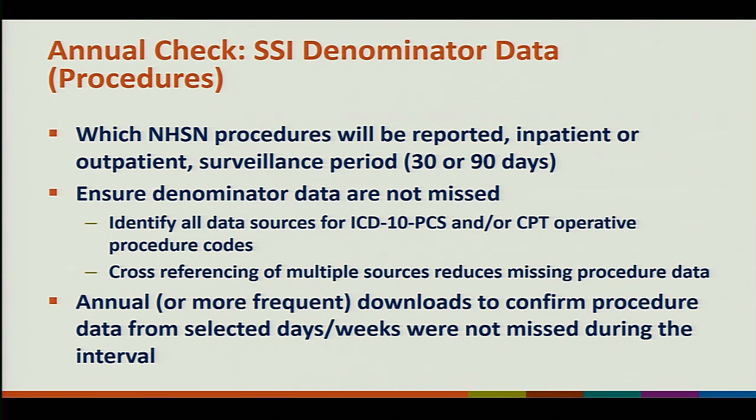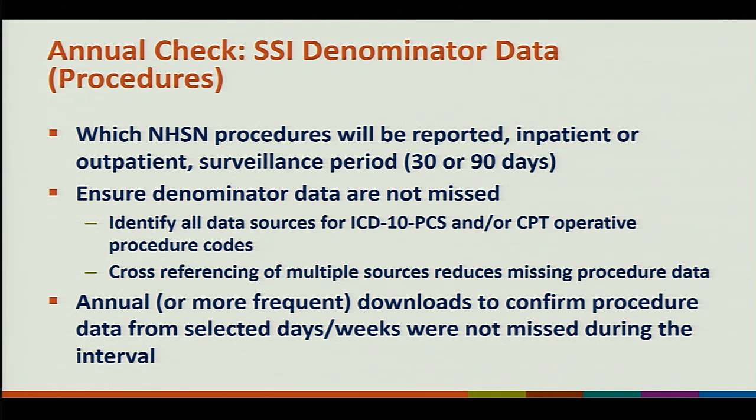For SSI denominator data, to ensure that your procedure data are not missed, you want to identify all potential data sources for capturing procedures by ICD-10-PCS or CPT codes, such as your hospital discharge data. You also might want to cross-reference multiple sources of data so you can reduce your missing or over-reporting of procedures. For example, you can compare your OR procedure schedule with your discharge coding to ensure that you've got complete procedure capture. You will also want to perform spot checks to ensure complete procedure capture, especially if you're using an electronic system to upload your procedures.